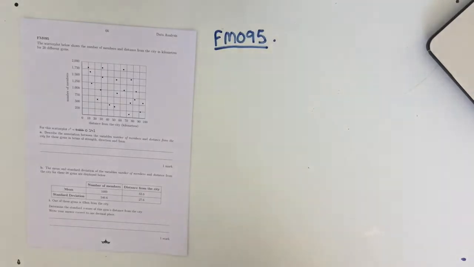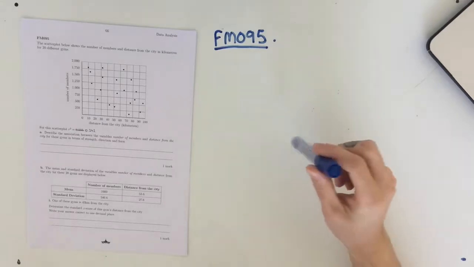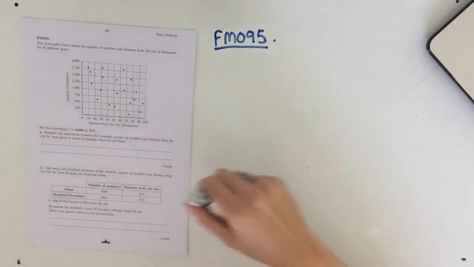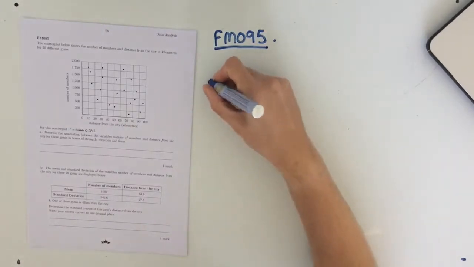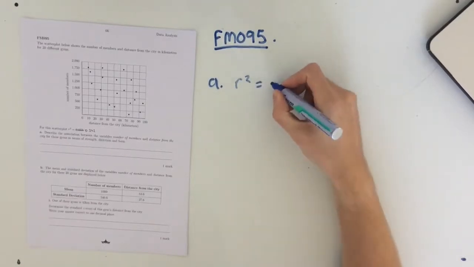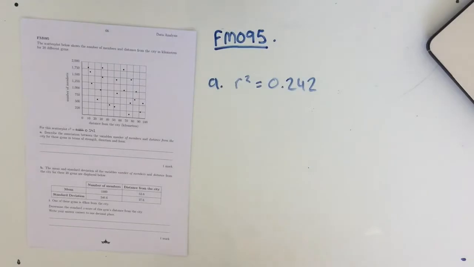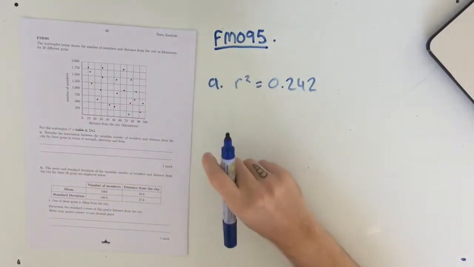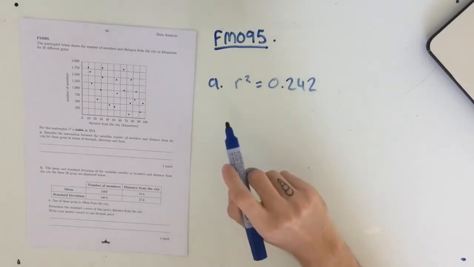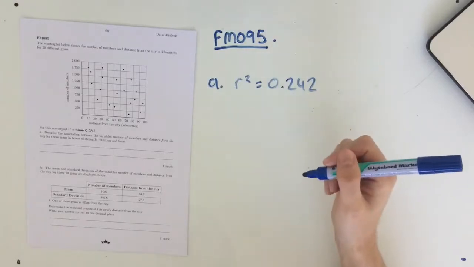So jumping straight in, this question reads: the scatter plot below shows the number of members and distance from the city in kilometers for 20 different gyms. And then we're given this information down here. For this scatter plot, r squared is equal to 0.242. They want us to describe the association between the variables number of members and distance from the city for these gyms in terms of strength, direction, and form.